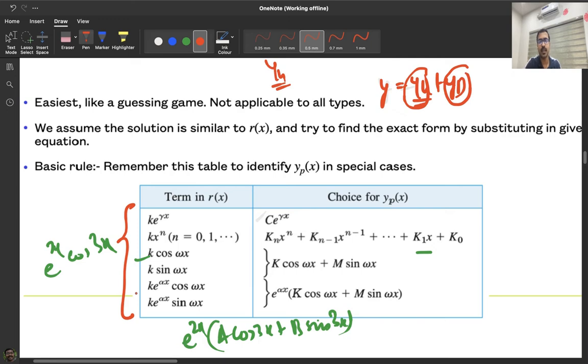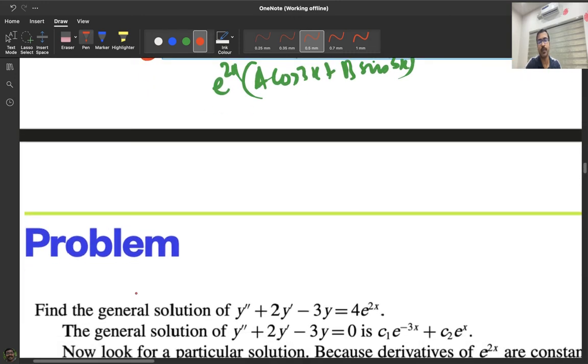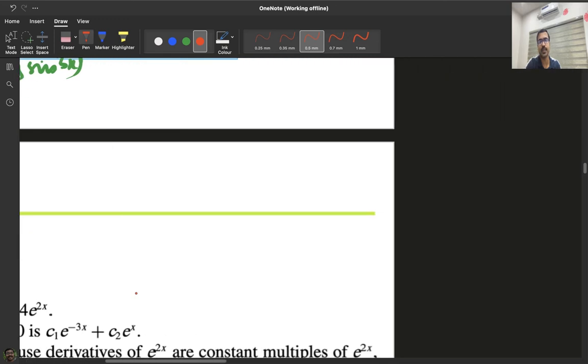Okay, so we will only be discussing undetermined coefficients in this session. So let's do some problems here. Let's take a problem: y double dash plus 2y dash minus 3y is equal to 4 e raised to 2x. So let's try this problem.